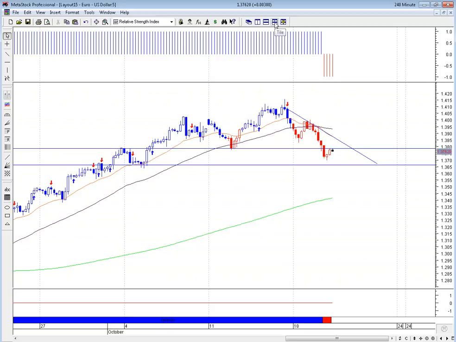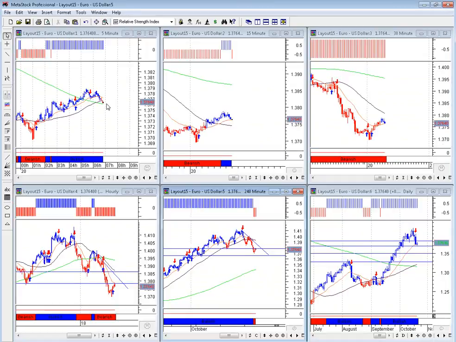Okay, so factor that all in and make sure that you follow up your analysis with strong money management.